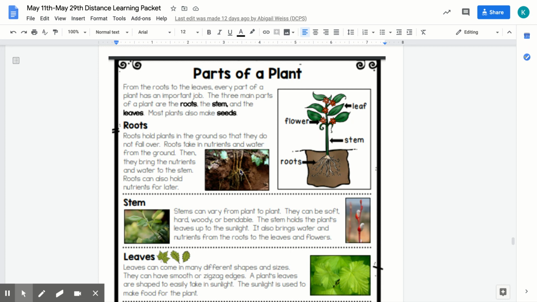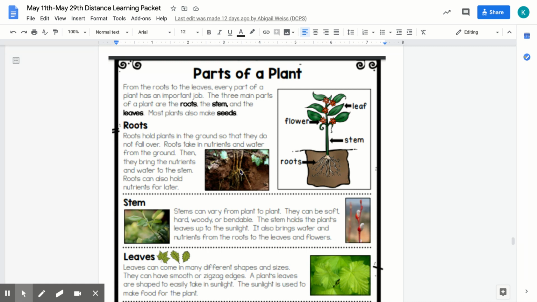When we look at the title, Parts of a Plant, we have an idea about what we are reading about. What do you think we're reading about? We are reading about what makes a plant and the different parts that make that plant. Let's go ahead and begin reading.